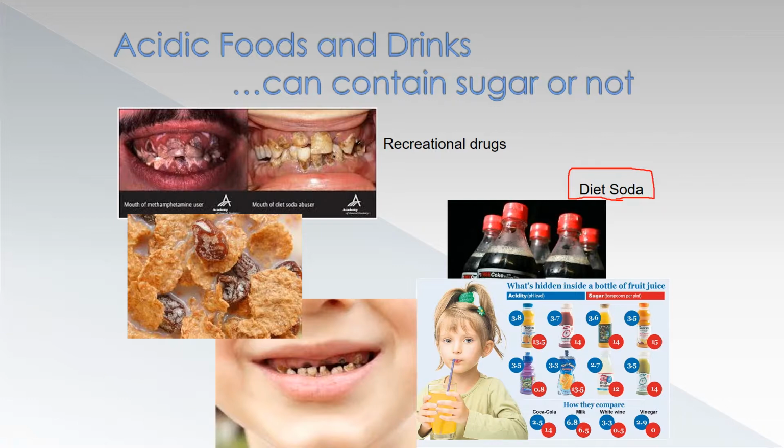What's hidden inside a bottle of fruit juice? Look at those acidic levels. The acidity is in blue and then the sugar's in red. All of them are very acidic. Milk is our best bet, but it does still have some sugar in it. Look at this Coca-Cola. The pH is 2.5. That's cleaning our drains out, right? And then the sugar, 14 teaspoons of sugar per pint. That's a lot.